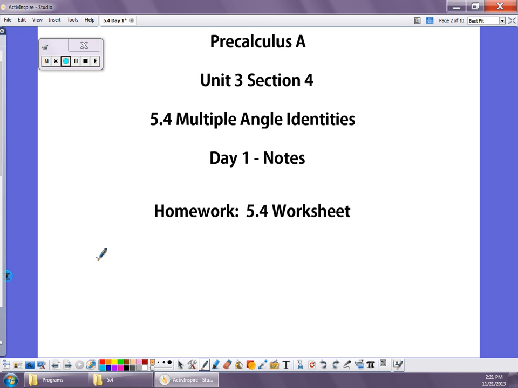All right, so today we're going to learn about the six other identities that we haven't gone over yet. They're the multiple angle identities. They are the double angles and the half angles.